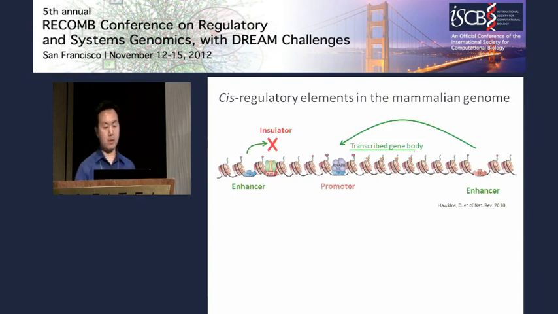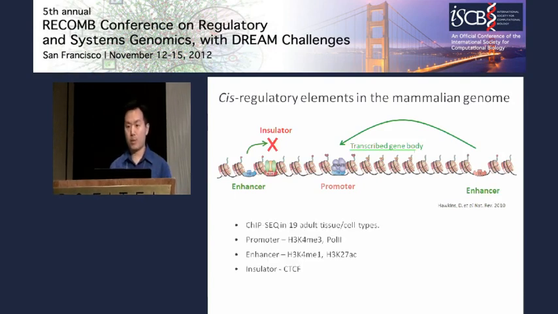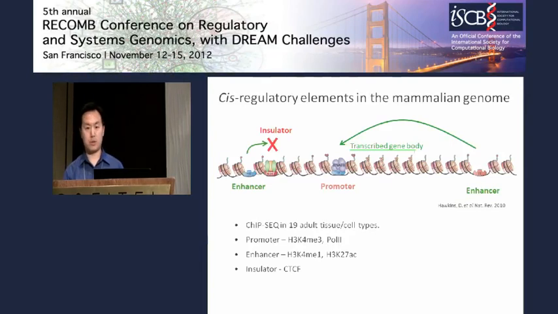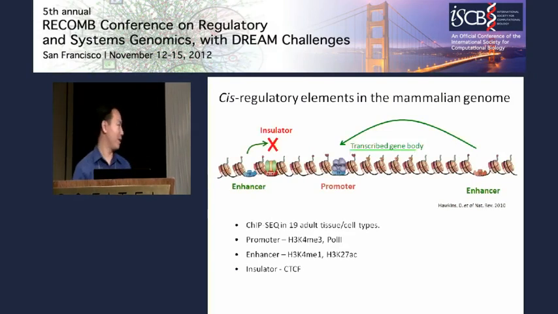To map these cis-regulatory elements in the mouse genome, we performed ChIP-seq in 19 mouse tissues, including 13 adult tissues, 4 embryonic tissues, and 2 cell lines. For promoters, we use the H3K4 trimethylation mark and Pol II. For enhancers, we use H3K4 monomethylation. And for active enhancers, we use H3K27 acetylation, as discovered by our speaker, John Wysocka's group. And for insulators, we use CTCF.